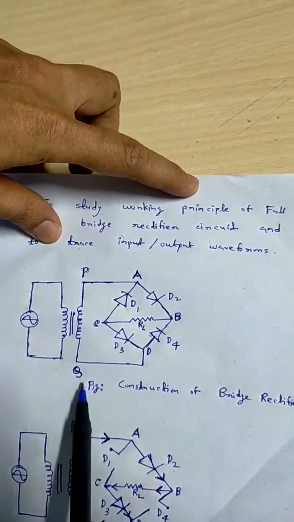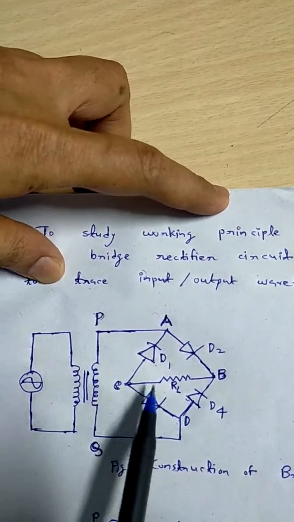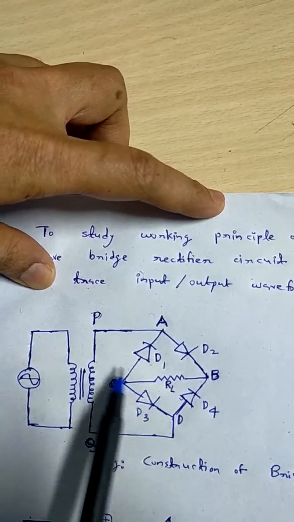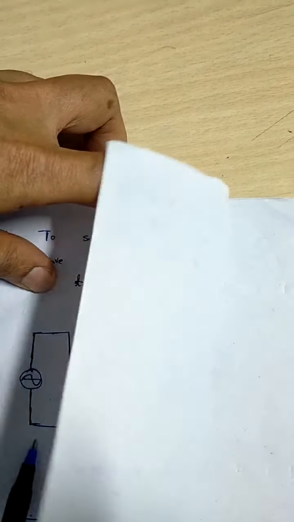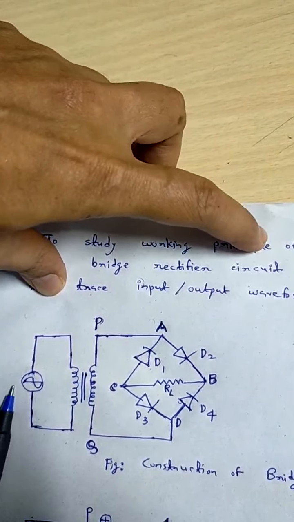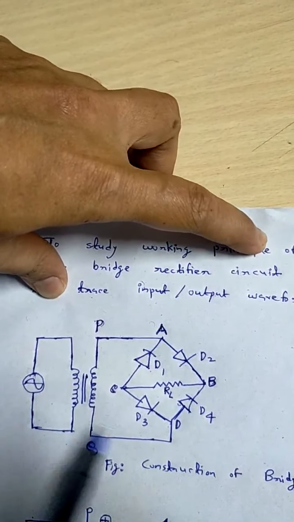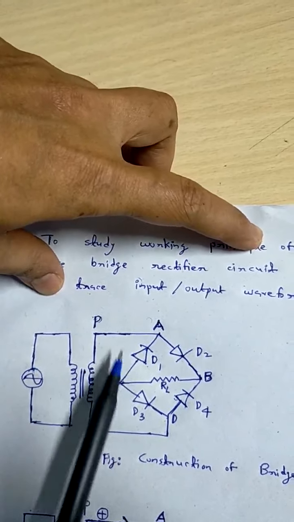So this is the full wave bridge rectifier circuit. This circuit consists of 4 diodes arranged in such a manner that it constitutes a bridge. Now see, this is the input signal. This part is the input. That means, obviously an AC signal is used because a rectifier converts an AC signal to DC. So this is the AC signal, and this is applied to this bridge rectifier.